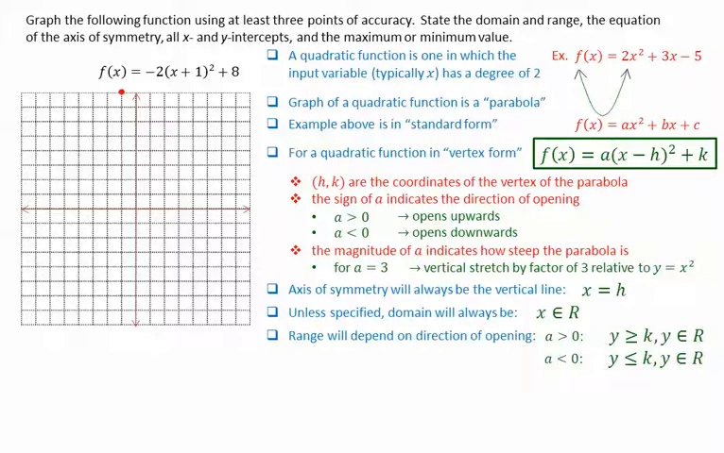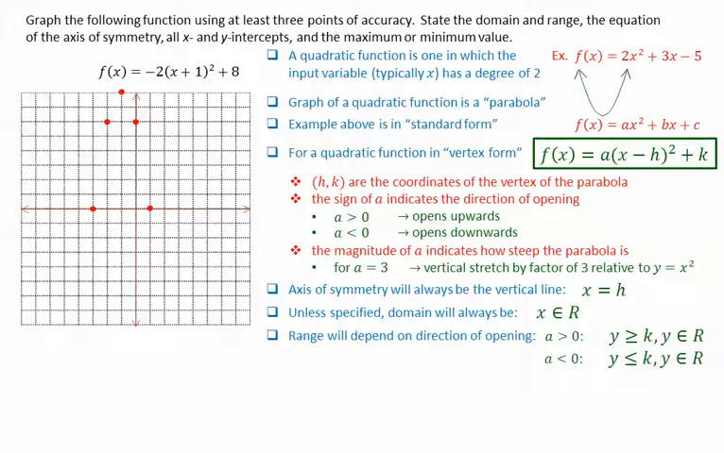This means that as we move left and right 1 from the vertex, instead of moving up or down 1, we move up or down 2. In this case, we'll move down 2. This gives a point at 0, 6 and at negative 2, 6. Similarly, as we move right 2 or left 2, instead of moving down 4, we would move down 8. This gives a point at 1, 0 and negative 3, 0.